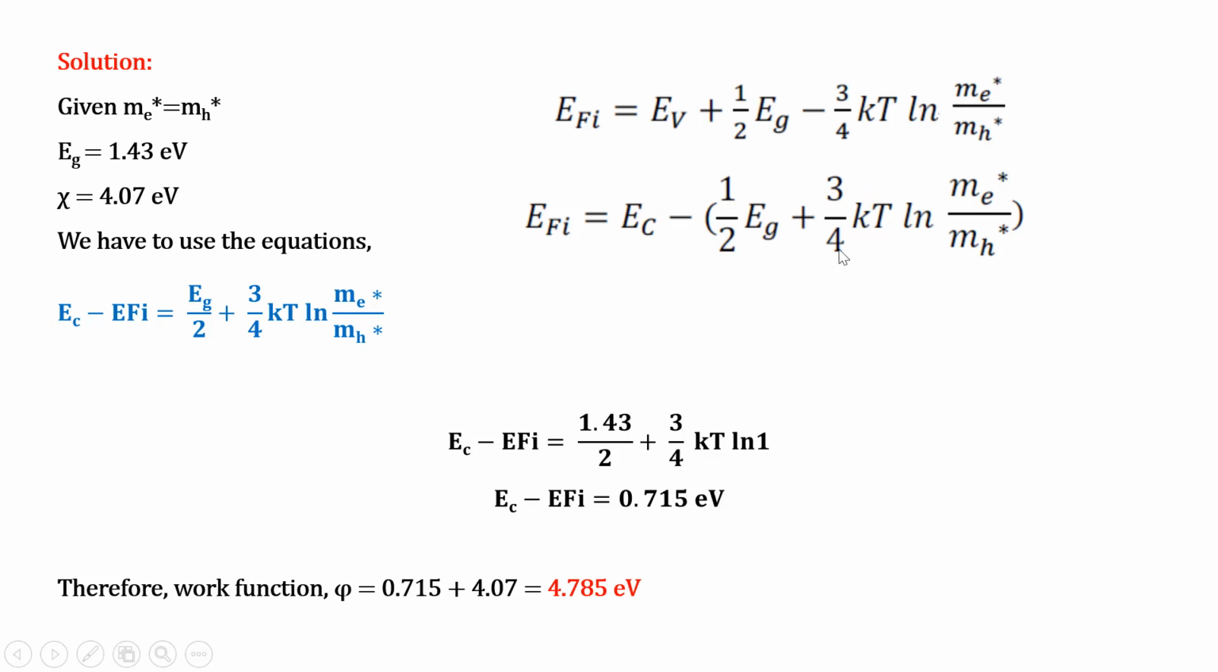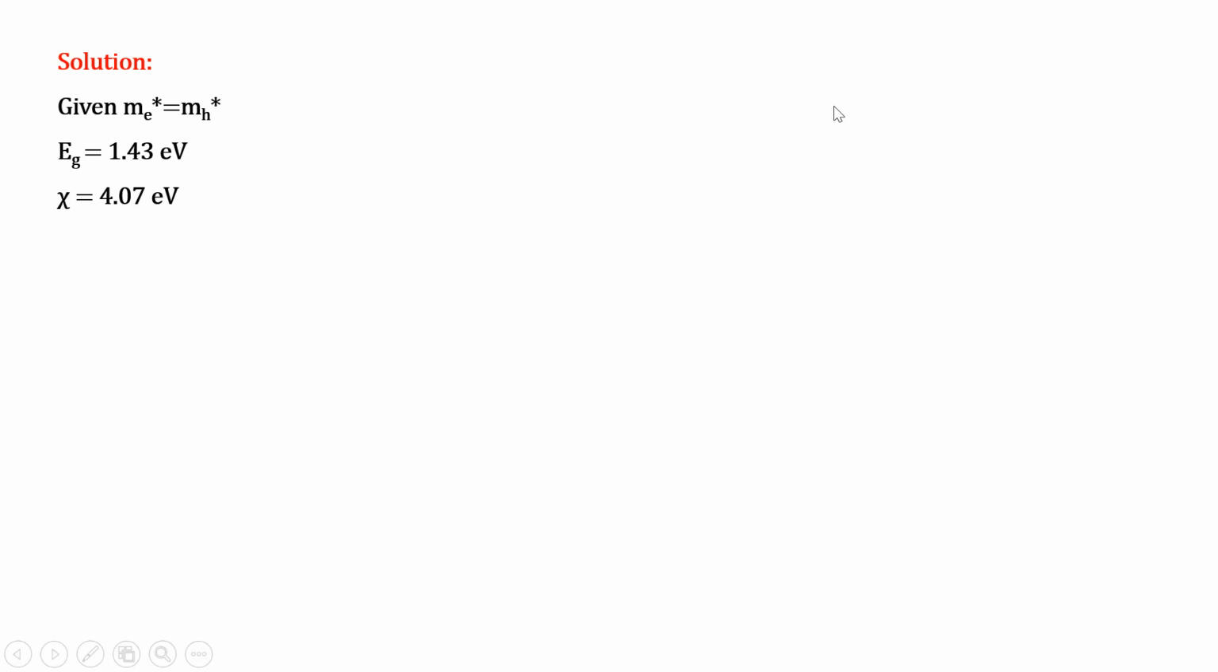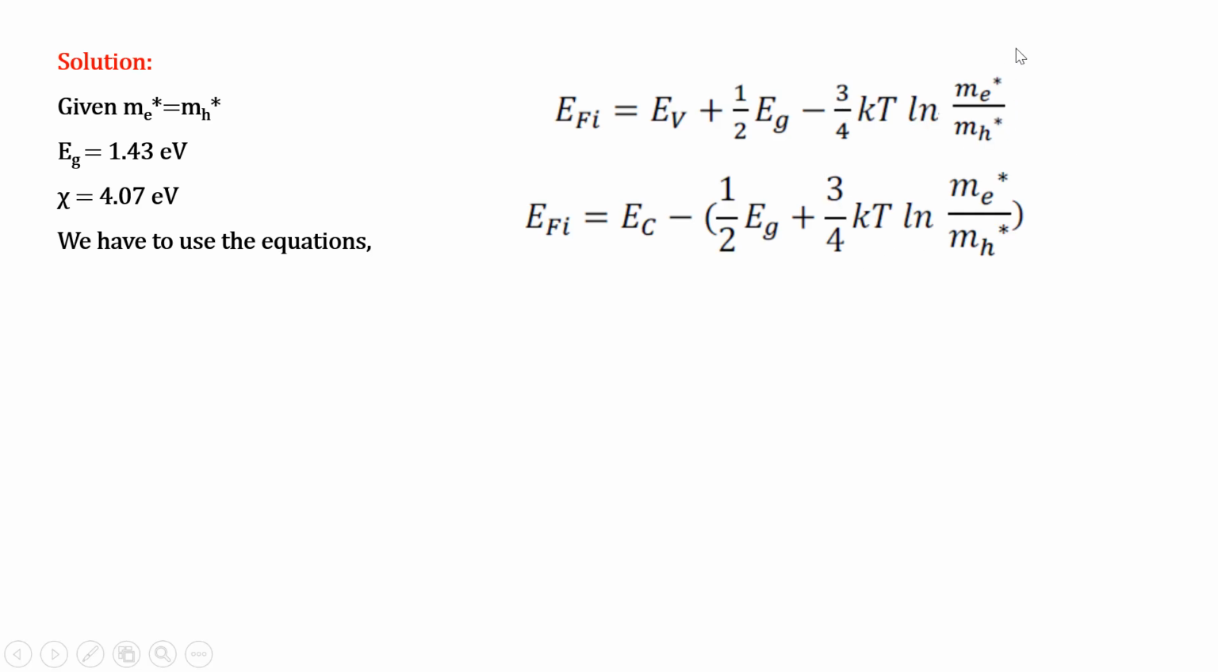Another way of solving this is using the equation. When the Fermi level is in between the conduction band and valence band, we have two equations using the valence band and conduction band: EFi equals EV plus half Eg minus 3/4 kT ln(me/mh). The effective masses of electrons and holes are given as equal in the question, so the ratio becomes one, ln 1 is 0, and that whole term goes away. We are left with only the first terms, EFi, EV and half of Eg, or EFi, EC and half of Eg. So using that we can solve.